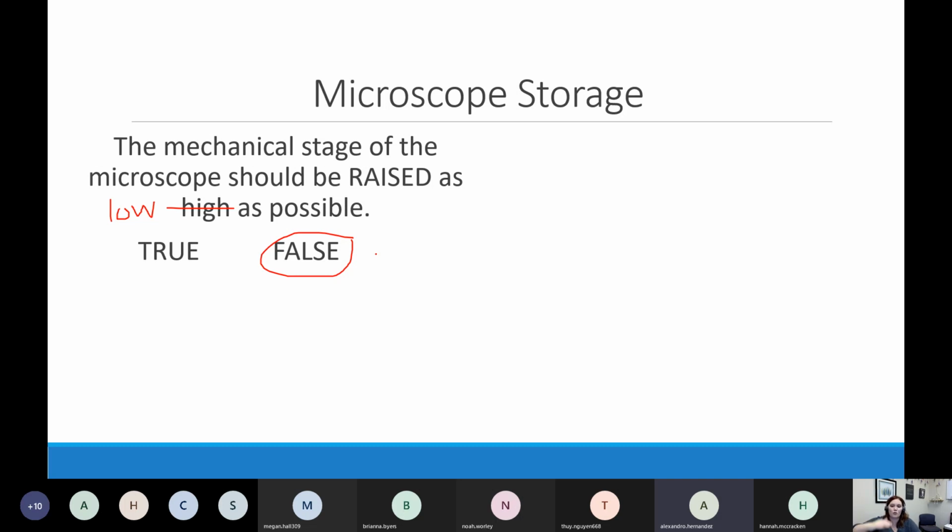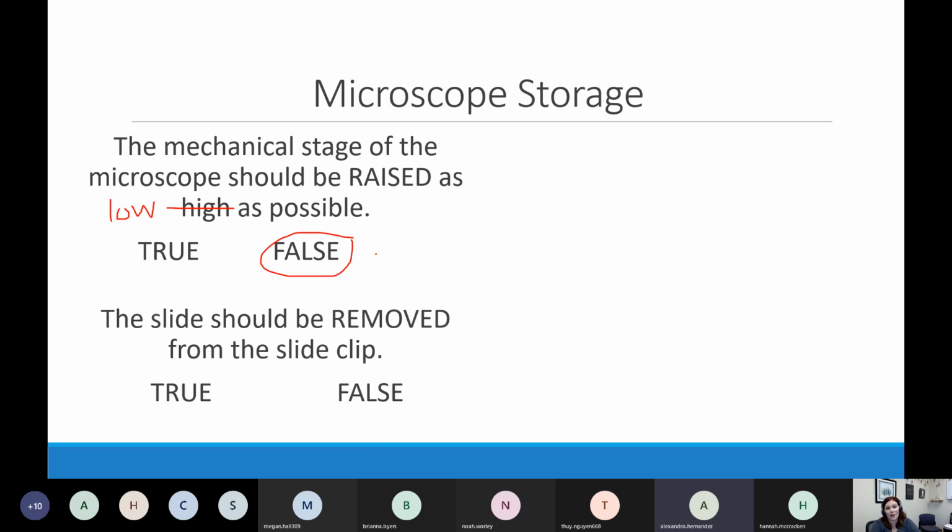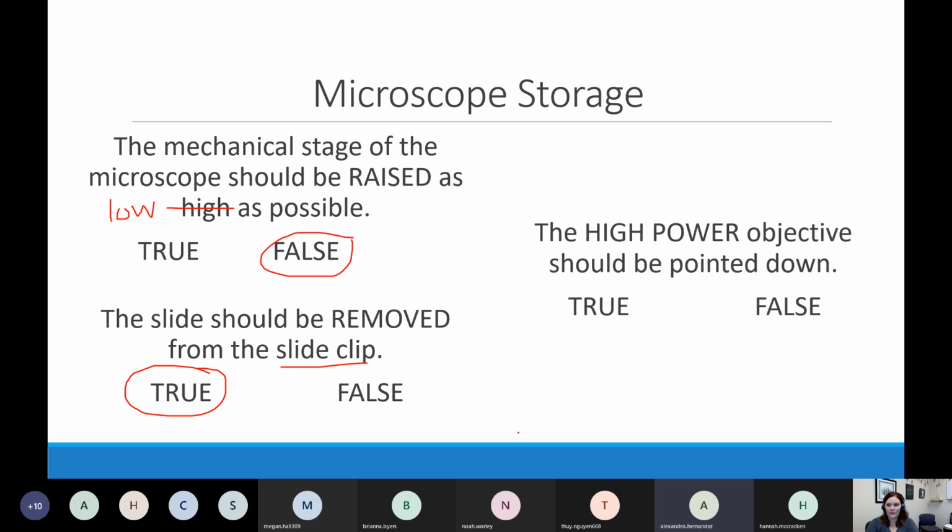So the stage is dropped, not raised, it's dropped as low as possible. We're going to pull our slide off of the stage. We don't want to leave slides left on our microscope. So we'll take that slide off of the stage. We'll undo that stage clip to get it out.